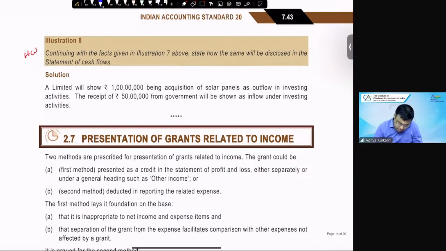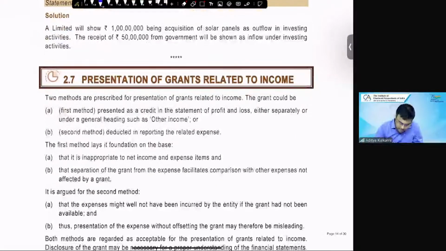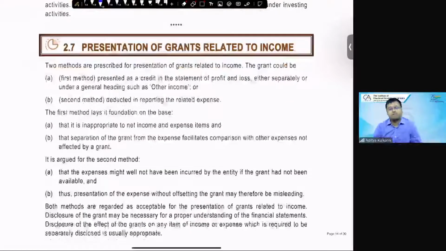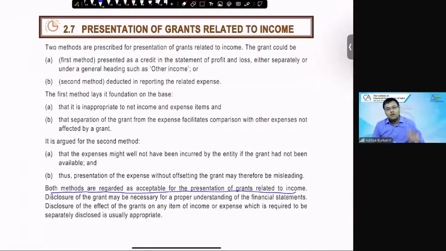The standard permits both. Both methods are regarded as acceptable for presentation of grants related to income. First method, showing it separately, on a line to line basis. Income is separate, the government is the source, the payment is separate. So both are not adjustable against each other. So I cannot net off income and expense items, number one. Second, separation of the grant from the expense facilitates comparison with other expenses not affected by the grant. So that is the first point.